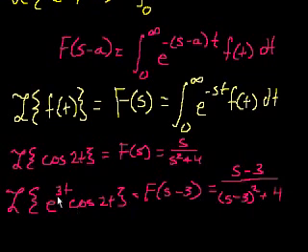Notice when you just multiply something by e to the 3t, or e to the at, and you take the Laplace transform of it, it's the same thing as the Laplace transform of this function, but everywhere where you had an s, you replace it with an s minus this a.